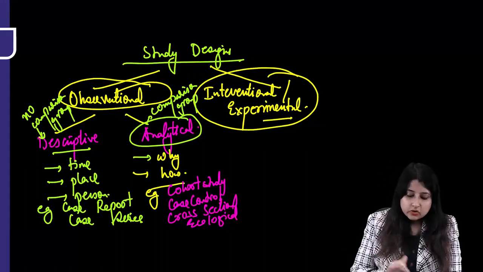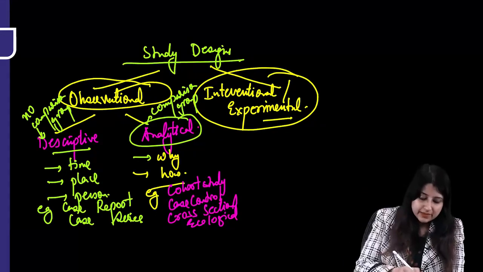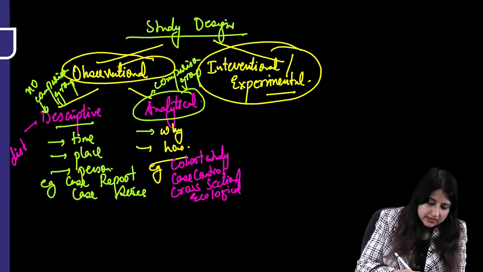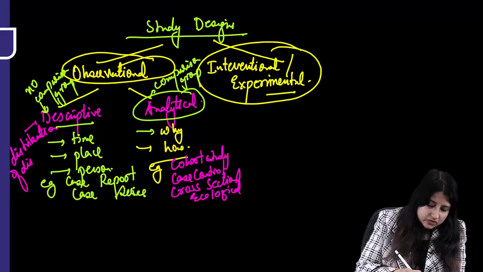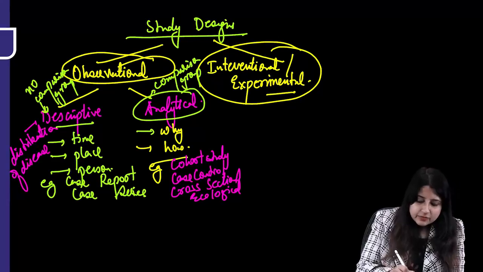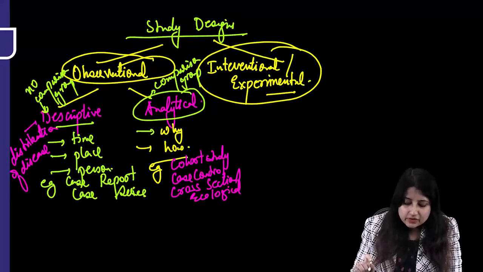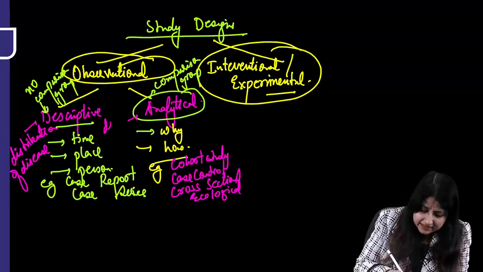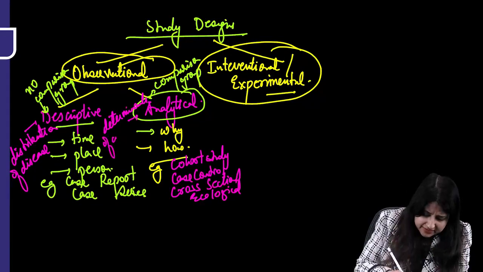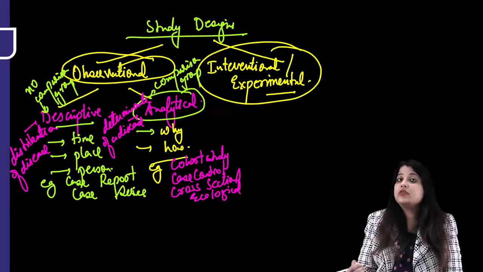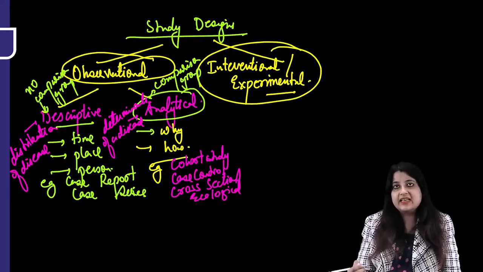In descriptive, what is the buzzword? We are studying distribution. Whenever you see the buzzword distribution of disease, that means we are referring to a descriptive study design. Whenever you see the buzzword determinants, we are trying to study the determinants of a disease, that means we are trying to do analytical study design.